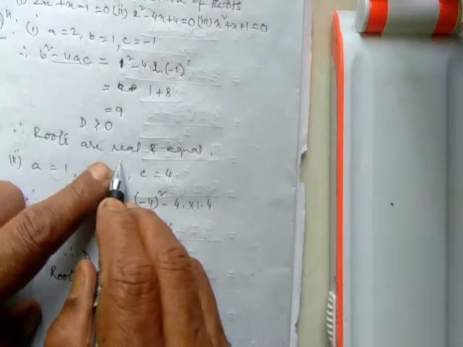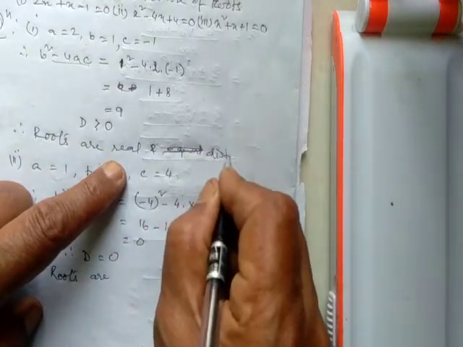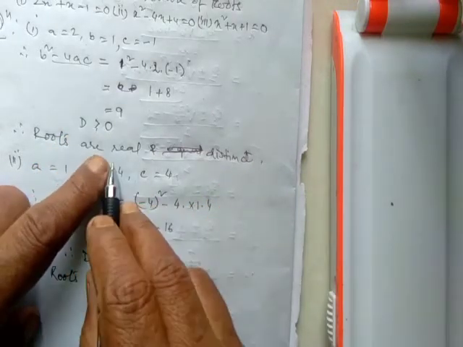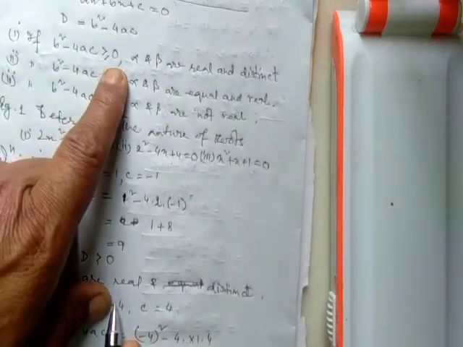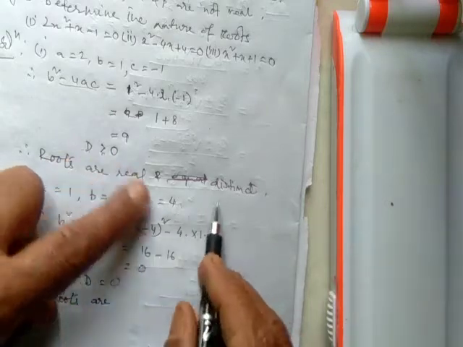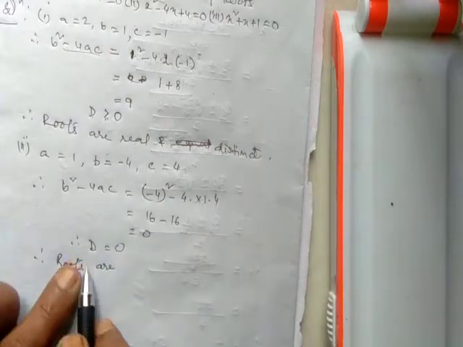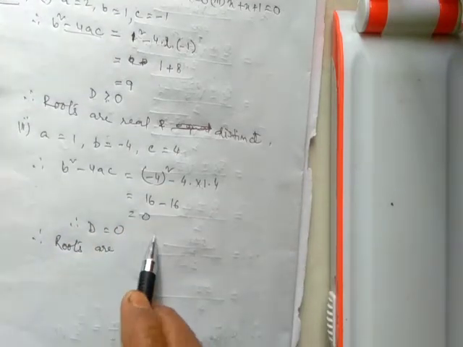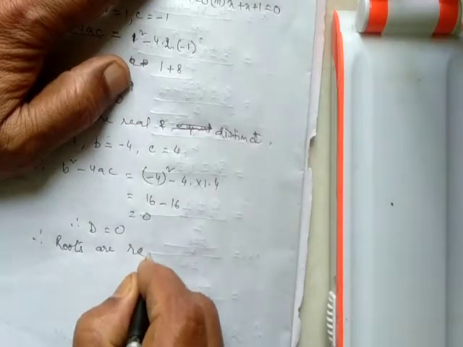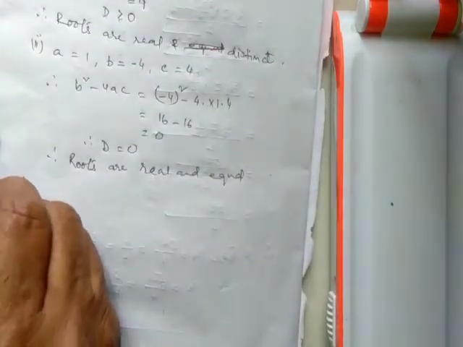Discriminant is greater than or equal to 0, so for the first equation the roots are real and distinct. Second one, discriminant is equal to 0. When discriminant is equal to 0, roots are real and equal.